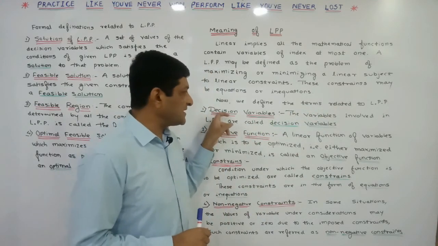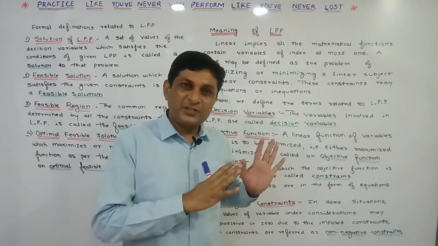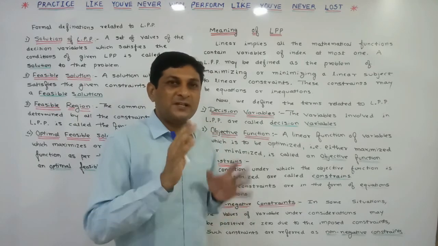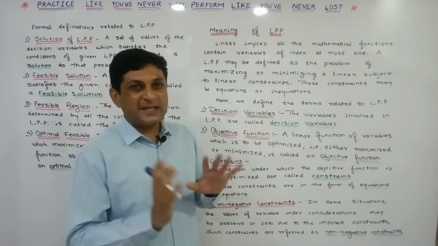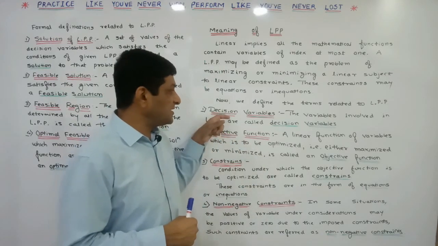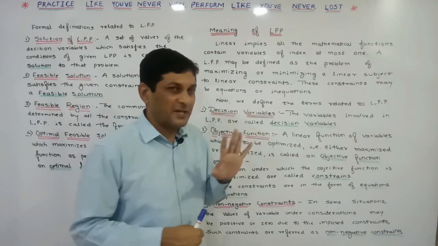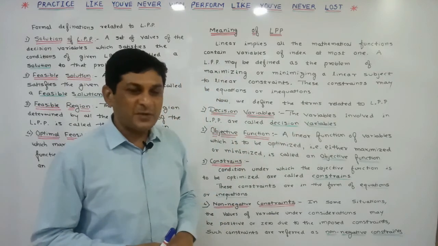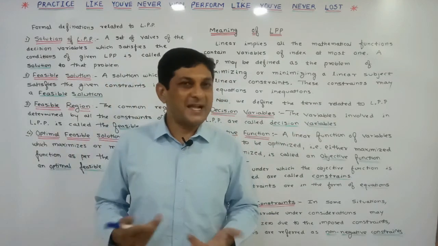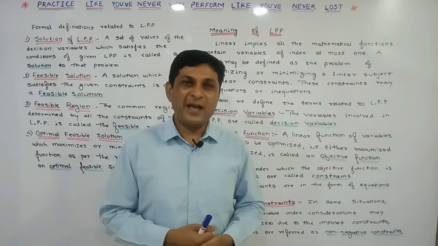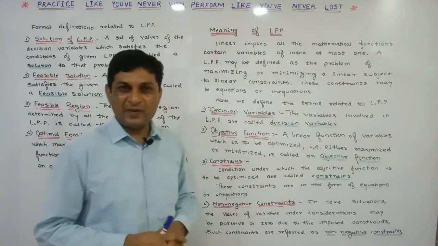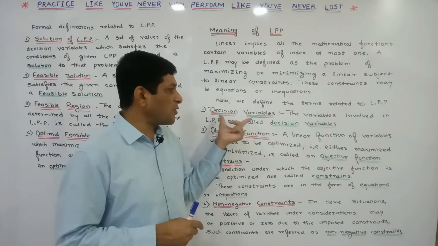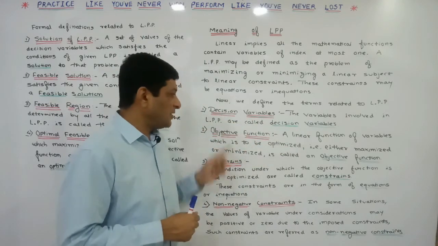So the first definition is decision variable. Already we have used some definitions in the last 2-3 videos, but now we are discussing them because in linear programming problems they are introduced by some special names. So let us try to understand the first definition, decision variable. Decision variables are the variables involved in the linear programming problem. Variables are generally denoted by X, Y. Not necessarily always X, Y, but in most examples we denote variables by X, Y. And the variables involved in the linear programming problem are called decision variables.